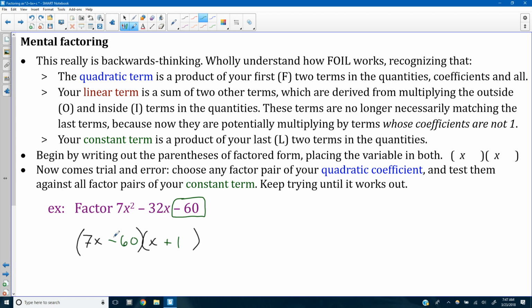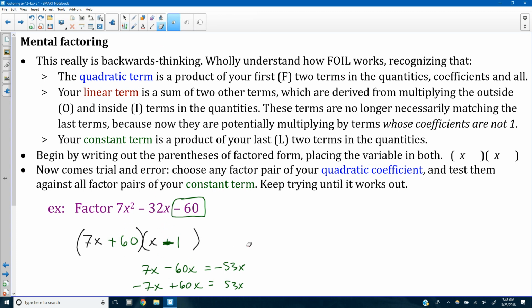Now, if you don't really know which way to do it, the good news is if you make this a negative and this a positive, it'll just be the opposite of your answer. For example, 7 times 1 is 7, and negative 60 times 1 is negative 60. That gives you negative 53, which of course isn't the answer. But as I try this as a positive 60 and this as a negative 1, that'll give me negative 7x plus 60, which is 53x. So even if I tested these until I got a 32, I would just know I'd have to switch the signs, and that's all.